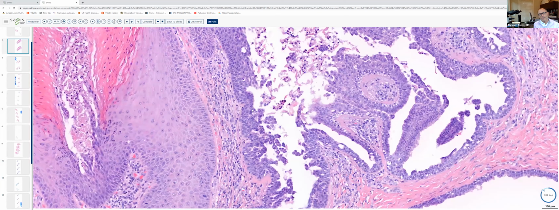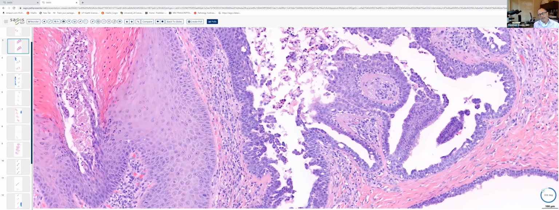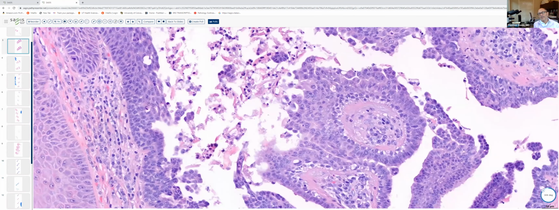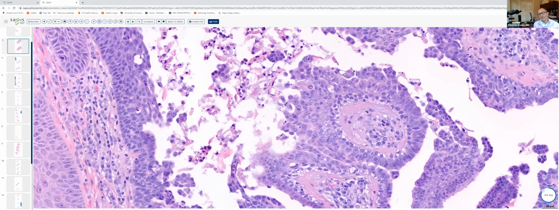These branching tubules have papillary projections. The papillary projections are lined by this glandular epithelium. And in areas here, one could see evidence of decapitation secretion. The cells comprising this proliferation have round to oval nuclei. There's not appreciable cytologic atypia.